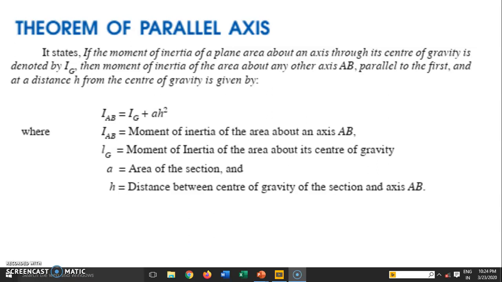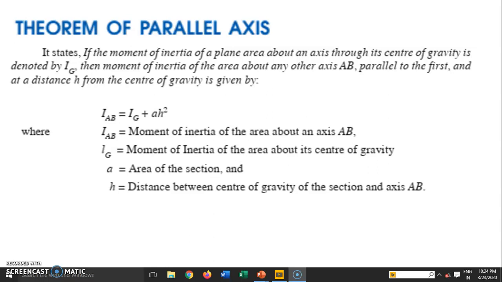In the first class of moment of inertia, we discussed up to the theorem of perpendicular axis. In the first class, I explained what is moment of inertia, and we derived an equation for the moment of inertia of a rectangular section with respect to its centroidal axis. And I mentioned what is the centroidal axis: an axis kept at the centroid is called the centroidal axis.